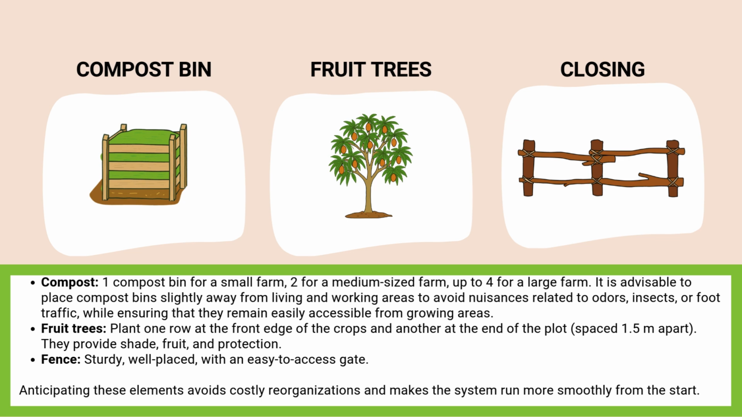Fruit trees. Plant one row at the front edge of the crops and another at the end of the plot, spaced 1.5 meter apart. They provide shade, fruit, and protection. Fence. Sturdy, well-placed with an easy-to-access gate. Anticipating these elements avoids costly reorganizations and makes the system run more smoothly from the start.